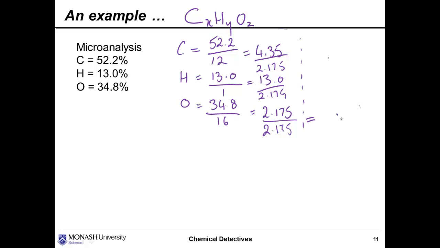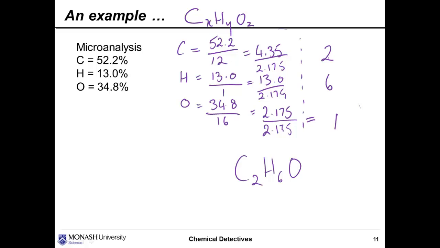So this is obviously going to be 1. If I put these numbers into my calculator, I find that 4.35 divided by 2.175 is exactly 2. And if I take 13.0 and divide it by this value, I find that it gives me a value which is really close to 6. And we've now solved the empirical formula for this molecule. So it's C2H6O. Okay, cool. Well, we've made the first step in solving the molecular structure.